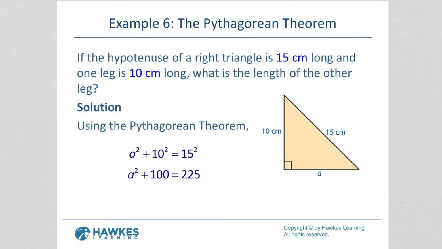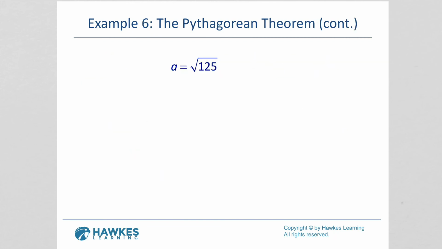a squared plus 100 equals 225. Subtracting 100 from both sides, a squared is equal to 125. Taking the square root of both sides, we get a is equal to the square root of 125. In this case, remember we're talking about length, so we would throw out the negative solution.